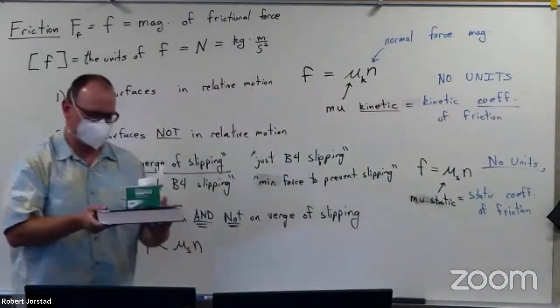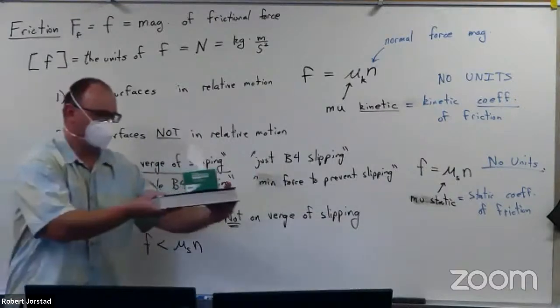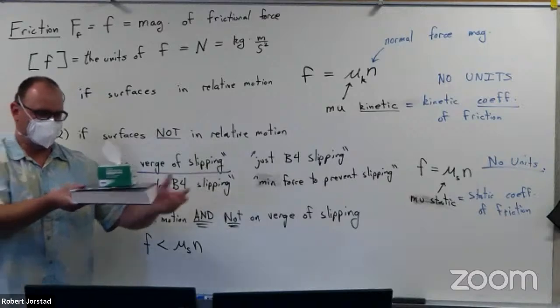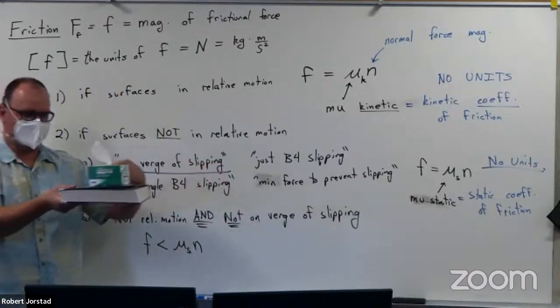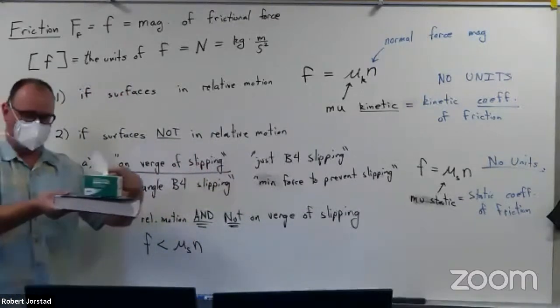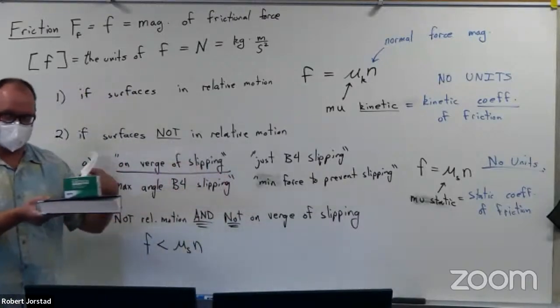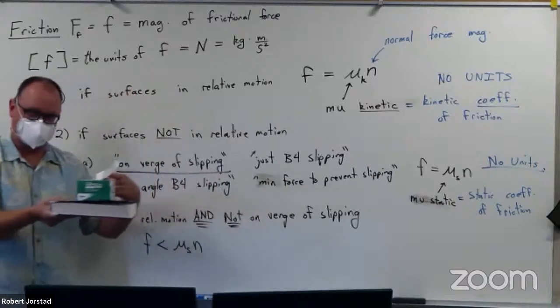In this case, there's friction. There's static friction between the Kim wipes and the block. Otherwise, this box wouldn't accelerate. But it's not even close to being on the verge of slipping.